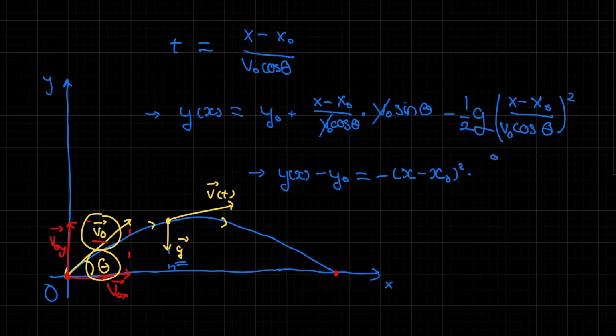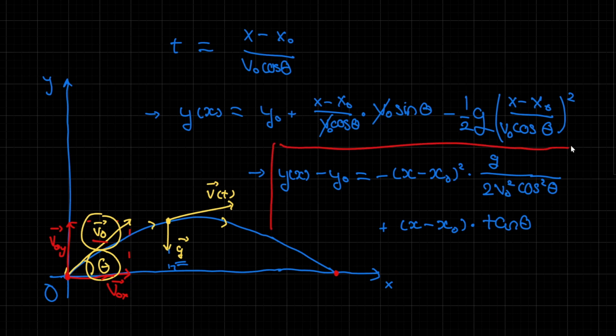Here, plus. And so you can see that this is a quadratic function. And this is why you can see here the trajectory is actually a parabola.